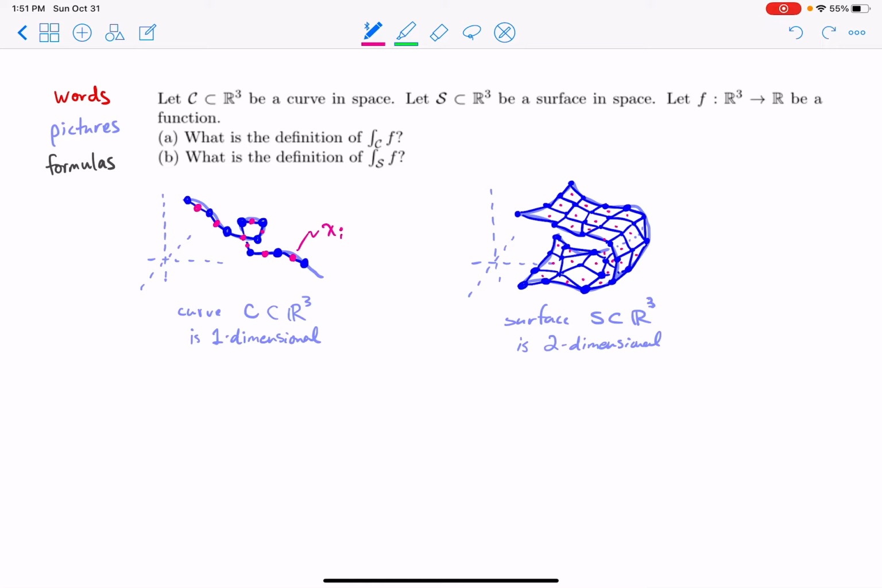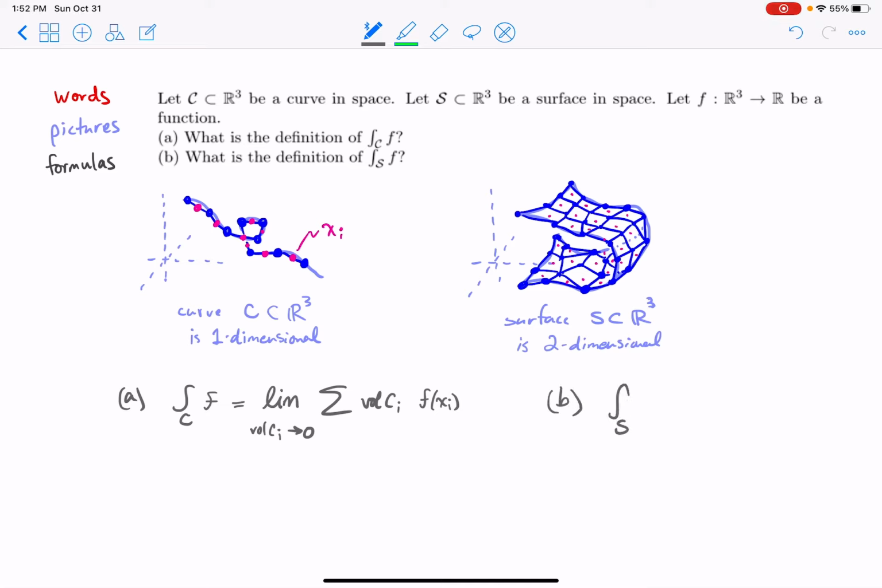Okay, so first, part A. What is the definition of this? Well, the integral of the function f over the curve C is equal to, well, it's equal to a limit of the volumes of pieces of the curve times the value of the function at some point on that piece. We're going to take a limit as the volume of the pieces goes to 0. Okay.